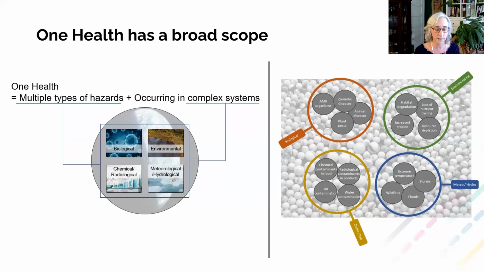But just to give some examples, we can look at biological hazards, and many of us are very familiar with those. So they might be things like zoonotic diseases, AMR organisms, animal diseases, plant pests. There's also chemical and radiological hazards. So for example, contaminants in food, air contamination, water contamination. There are meteorological or hydrological hazards, so extreme temperatures, wildfires, storms, and floods. Or there's environmental hazards. So for example, habitat degradation, resource depletion, increased erosion, or loss of nutrient cycling.